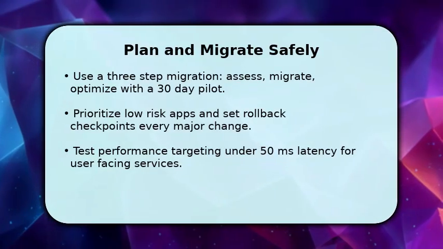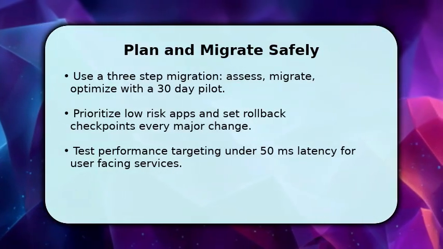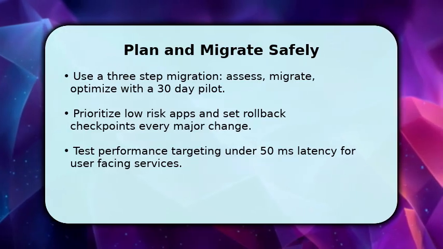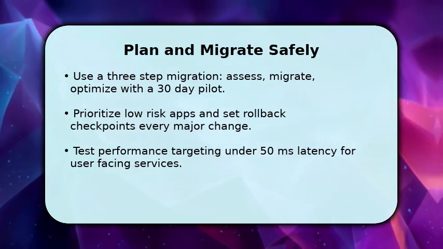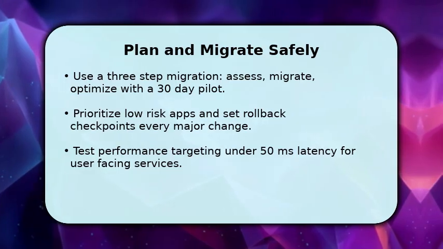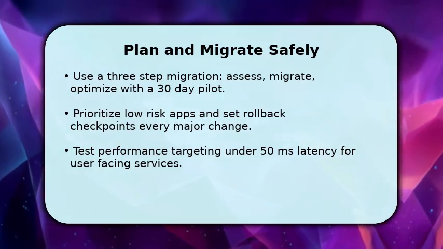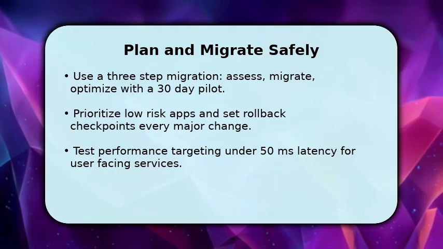Use a 3-step migration: assess, migrate, optimize with a 30-day pilot. Start with discovery and inventory to classify apps by complexity and risk. Prioritize low-risk apps and set rollback checkpoints for every major change.